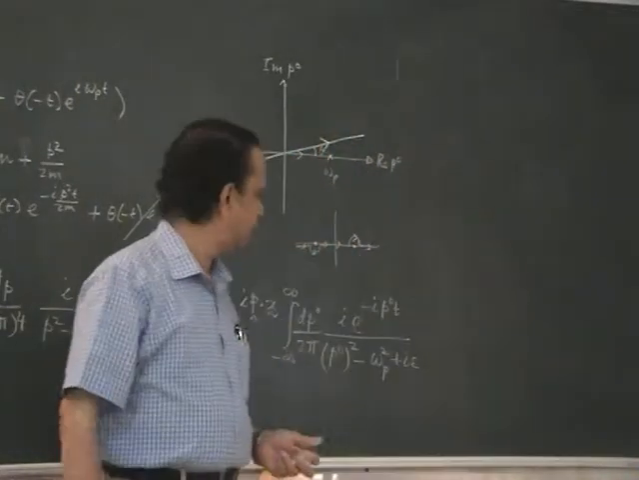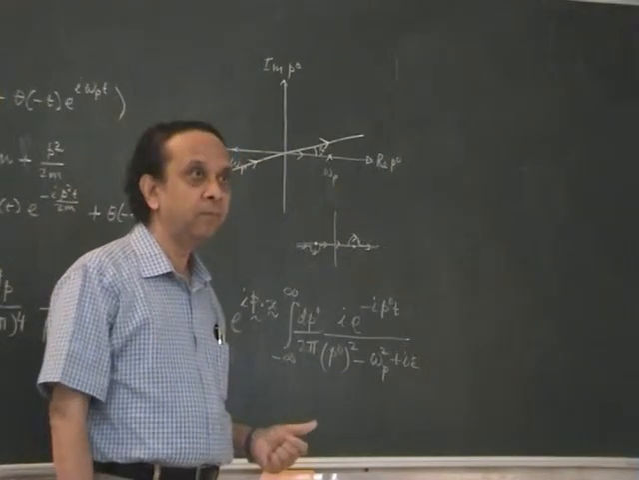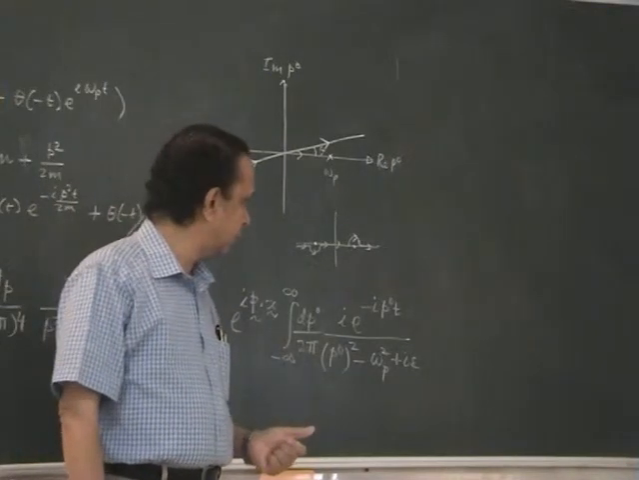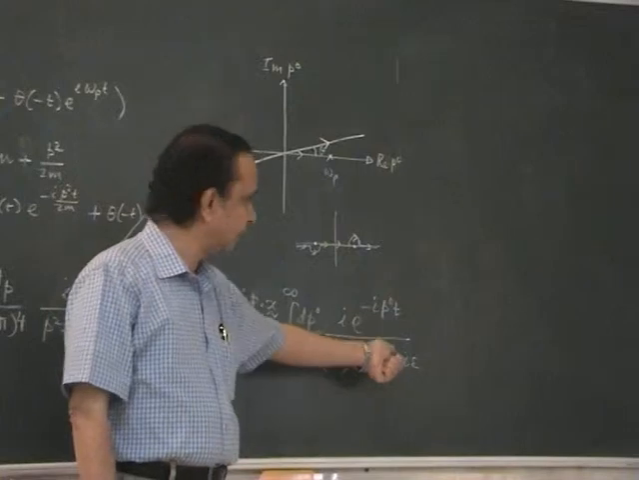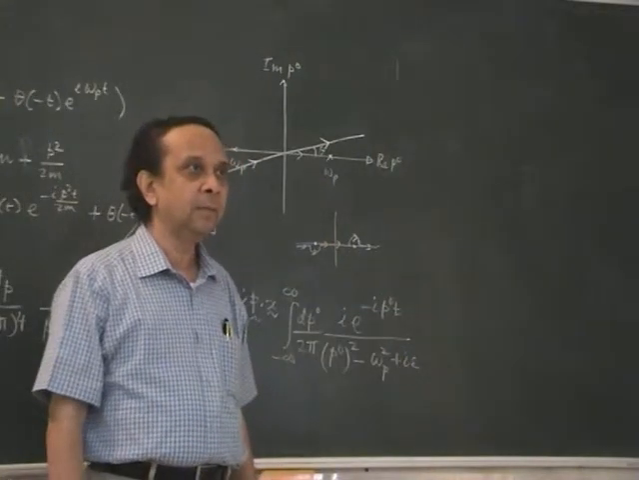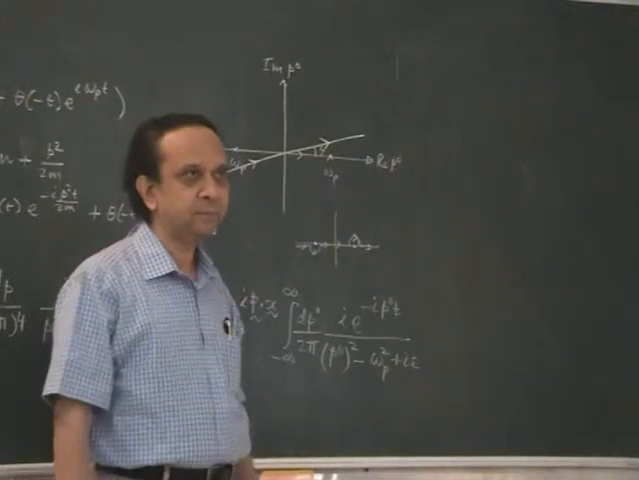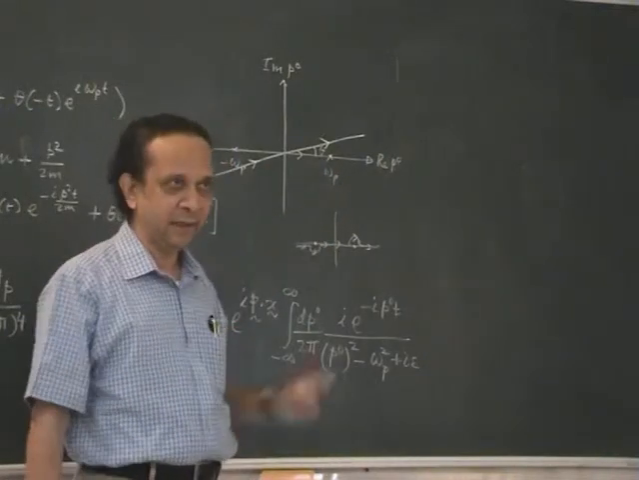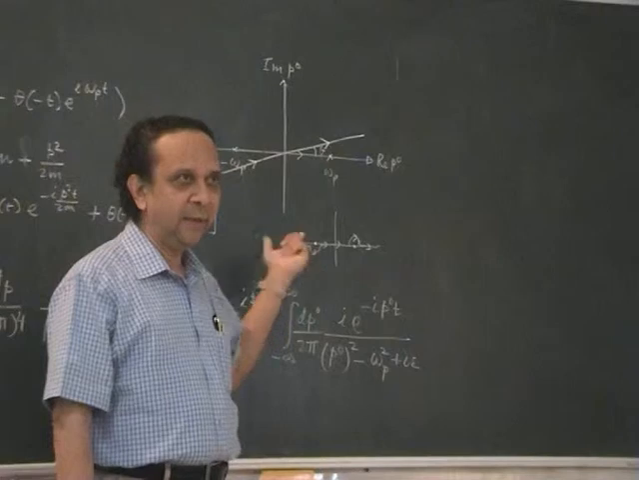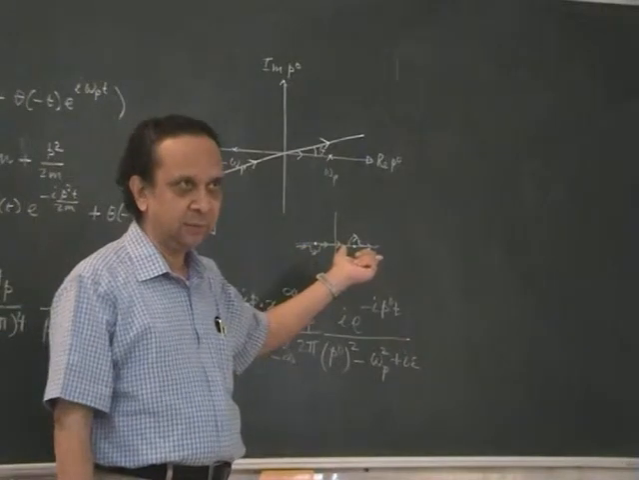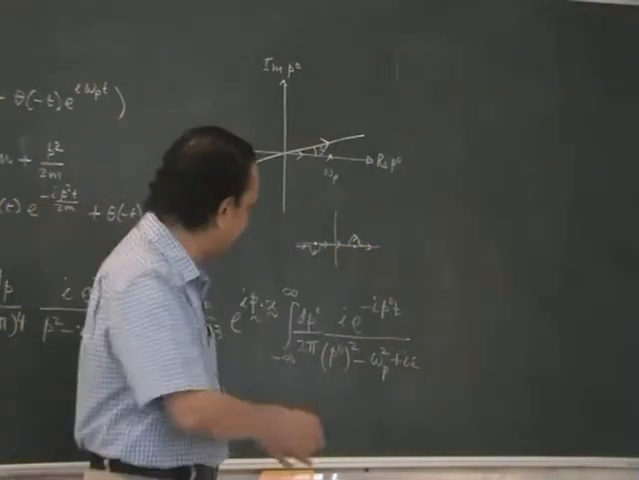Sir, I'm slightly confused. So P0 square is omega p square minus I epsilon, right? Yeah, that's correct. So for positive omega p, if you take the square root, you will get this. Maybe I wrote it wrongly. Is that what you're saying? Yeah, maybe I wrote it as plus I epsilon. So, yeah, okay, let us work this out.